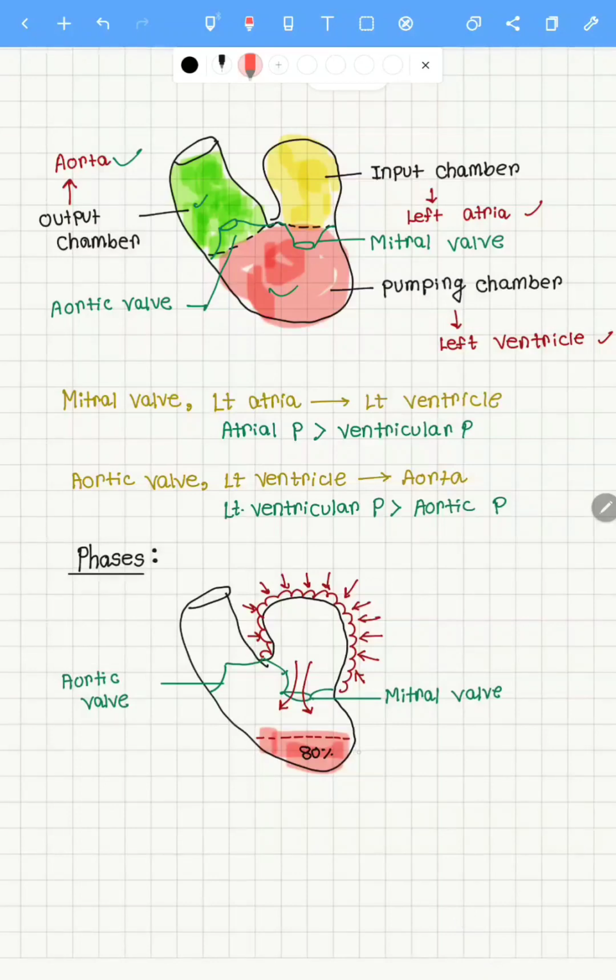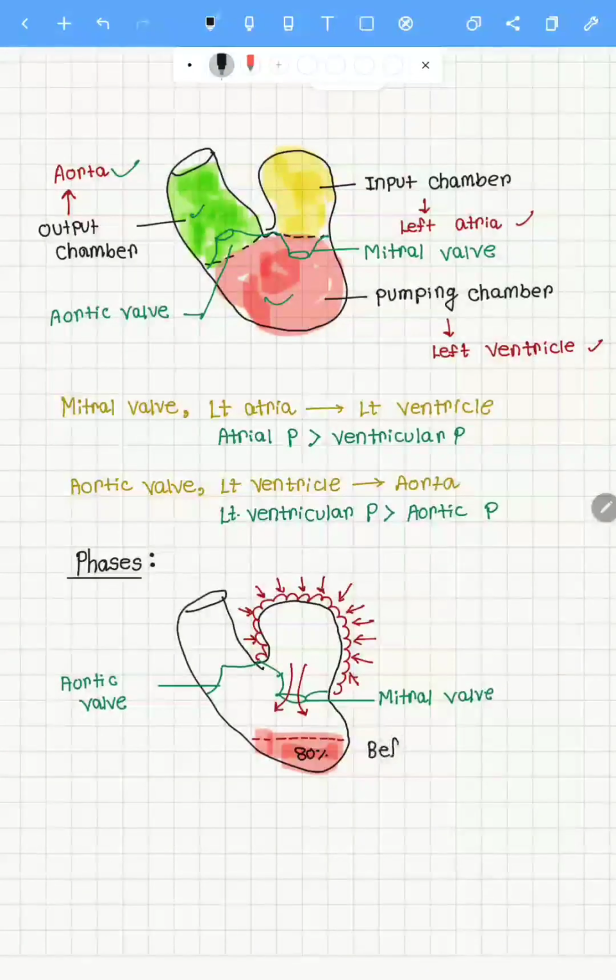Before contraction, the ventricular pressure is 0, which is lesser than the atrial pressure. That's why the mitral valve is open. But the ventricular pressure is less than the aortic pressure, that is, ventricular pressure is less than the aorta. That's why the aortic valve is closed.